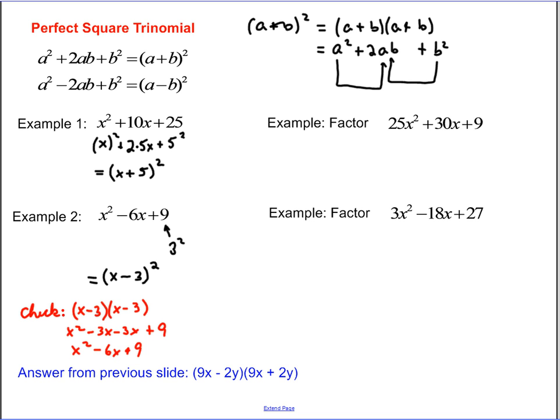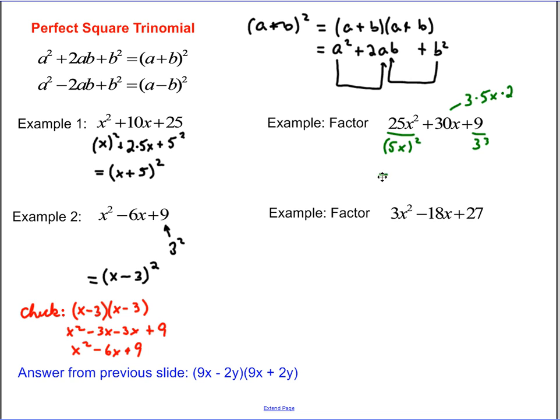What if it gets more complicated, Professor Peebles? What do I do with that? Well, let's take a look at this guy. We've got 25x squared plus 30x plus 9. The thing that you need to key in on is if you have a special form like this, we know it's a special form if the very first term is a perfect square, and of course this is a perfect square of the quantity 5x. And the last term is a perfect square, which is the square of 3. And if we take 3 times 5x and multiply that result by 2, well, sure enough, that's our middle term, 30x.